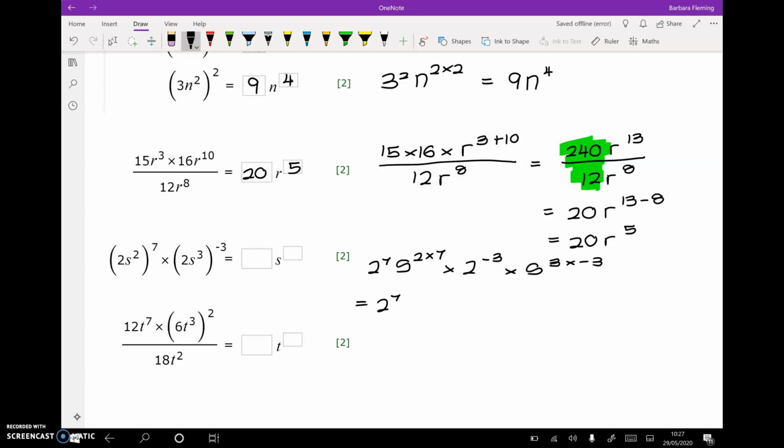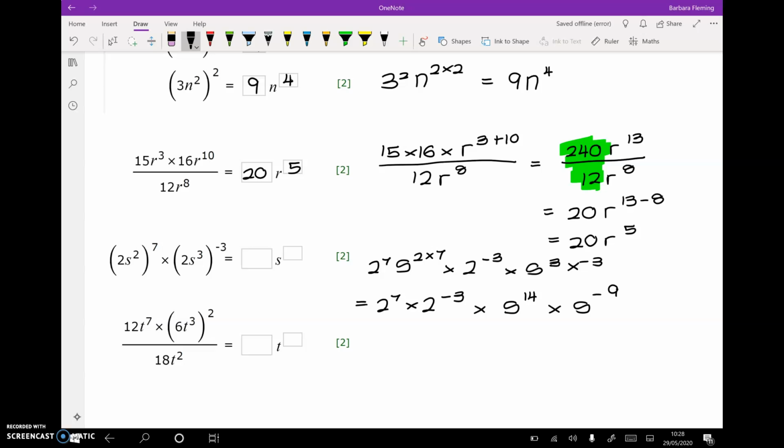So we've got 2 to the power of 7 times by 2 to the power of negative 3. And then we've got our, oops, I would multiply. Yes, it is multiply, ignore me. Then we've got times by s to the power of 2 times by 7 is 14, times by s to the power of 3 times by negative 3 gives me minus 9.